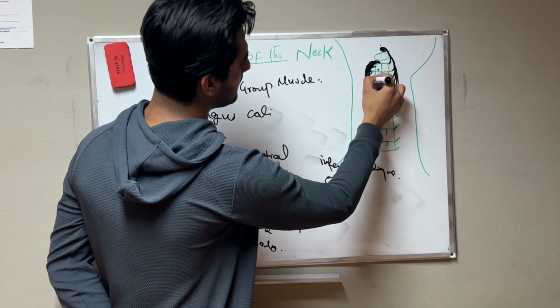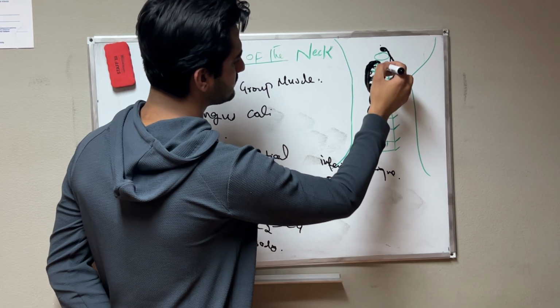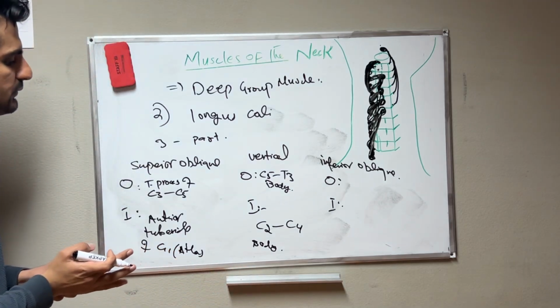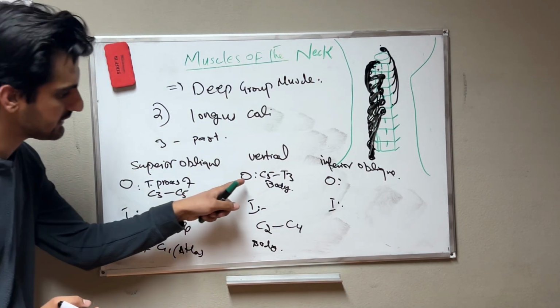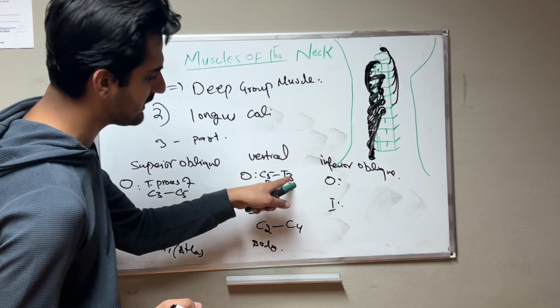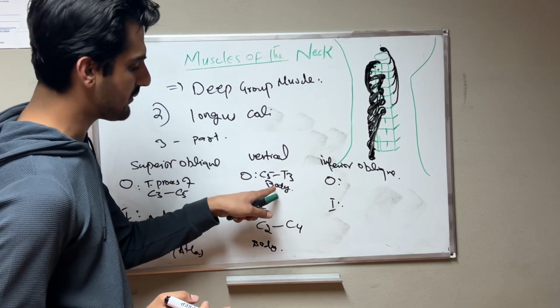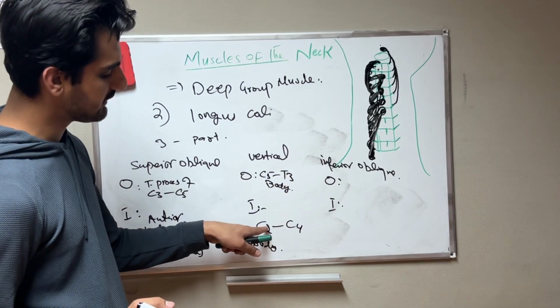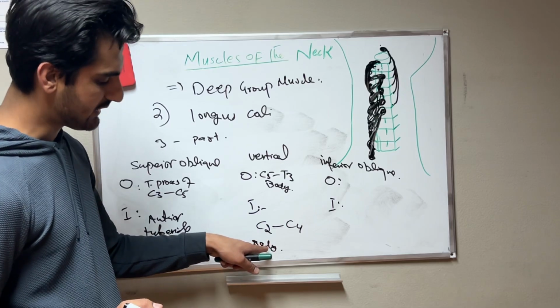And this is the vertical, and this is the oblique. These are the muscle which had the vertical part, which originated from C5 cervical vertebra till third thoracic vertebra body, and inserted into the C2 to C4 vertebral body.